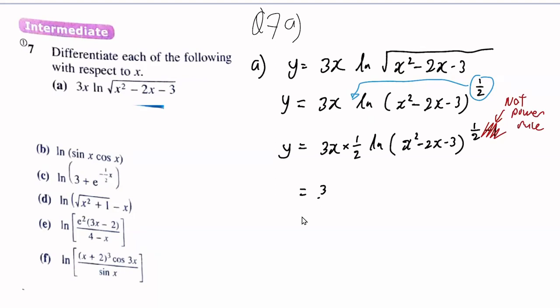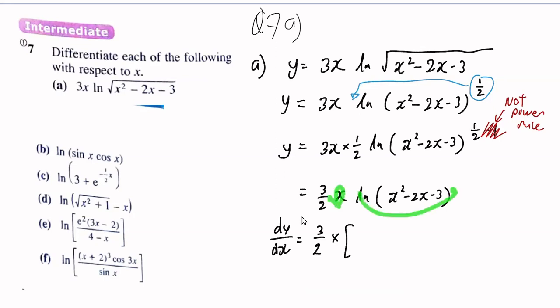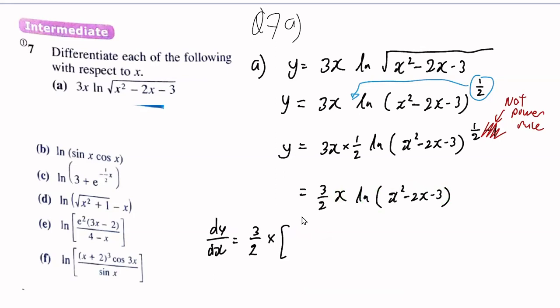Next. Why do I want to do that? Because now we have 3 over 2x times ln of whatever. It's easier to differentiate. Proceed to differentiate dy by dx. 3 over 2, just factor out, leave it alone. Then now you got x times ln of something. Then you have to use your product rule.